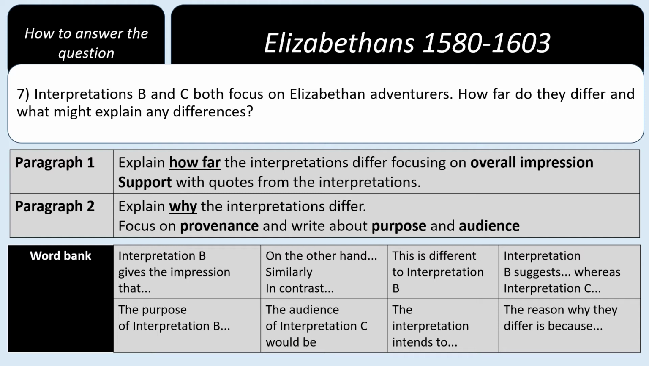so that's why we're getting you to highlight when you read the interpretations. Paragraph 2, you then need to explain why the interpretations differ. So you very much need to focus on provenance, and in particular write about the purpose of each interpretation, but also the audience that they're writing for as well. So there are a couple of key words you really want to be using in your answer. And there's a little word bank there just to help you to think about good phrases to use. You know, things like interpretation B suggests, whereas interpretation C may conclude that. So we'll have a look at that when we have a look at the example answer in just a moment.